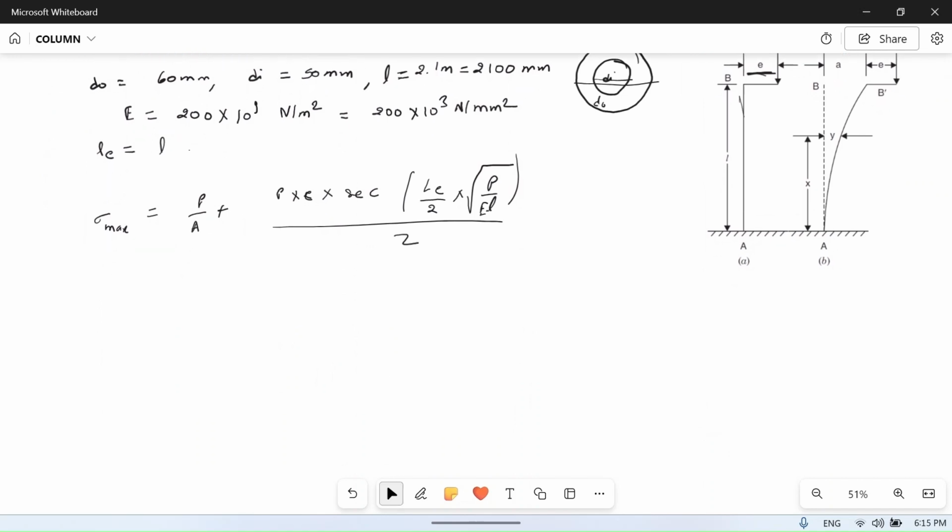So P is known to us, area is not known, so we will find A is equal to pi by 4 into DO square minus DI square. So it will be equal to pi by 4 into 60 square minus 50 square. Okay, so you will get it as 863.9 mm square. Okay, this is our area.